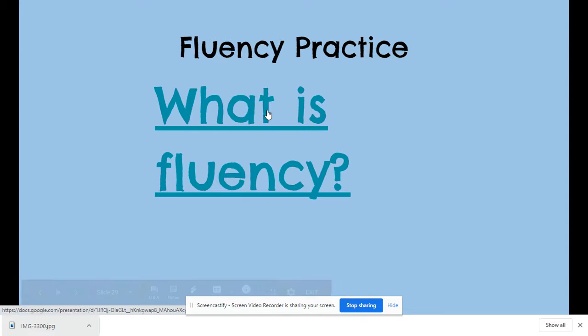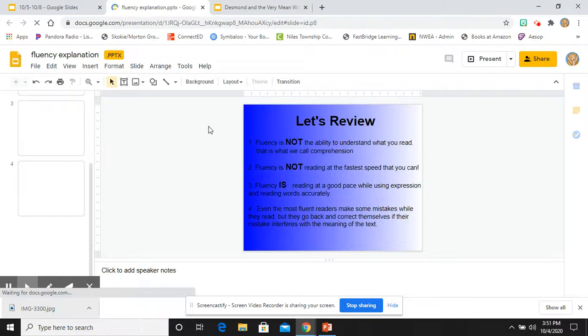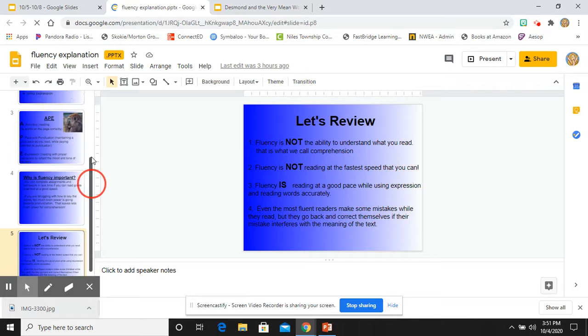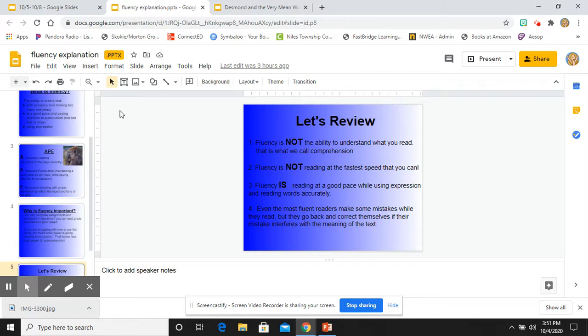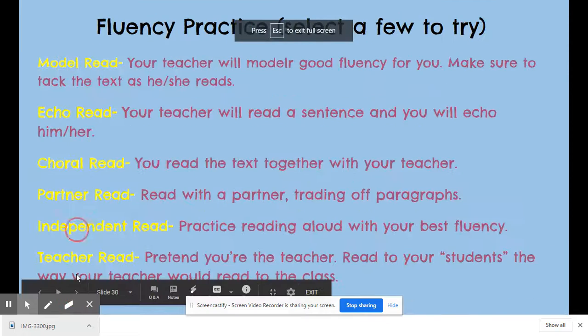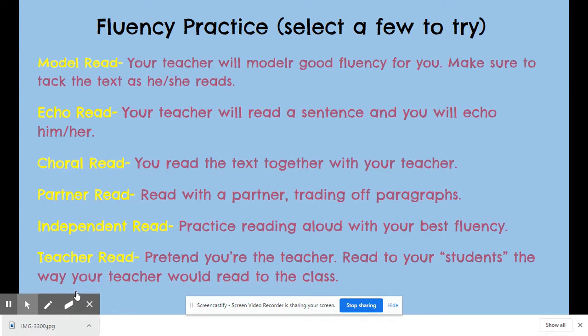There's also a fluency presentation in the slides. So if you link to it, you can talk to your kids about what fluency is and why it's important. That's all in this little attached Google slide. And then if you feel your children need fluency help, there's a slide on different ways to practice your fluency. You and the kids can pick one or two to try.